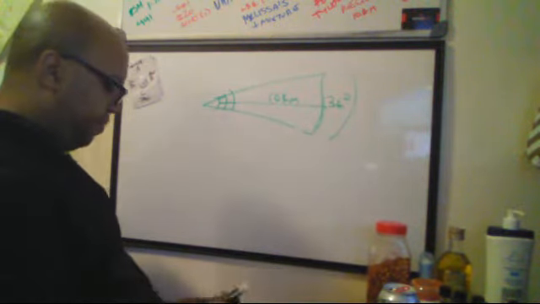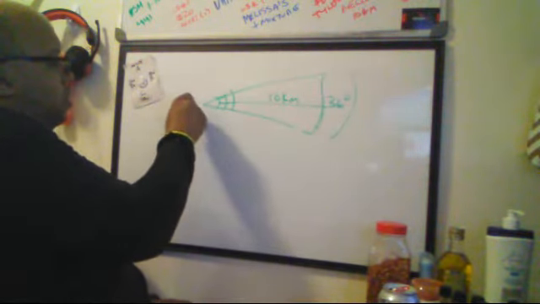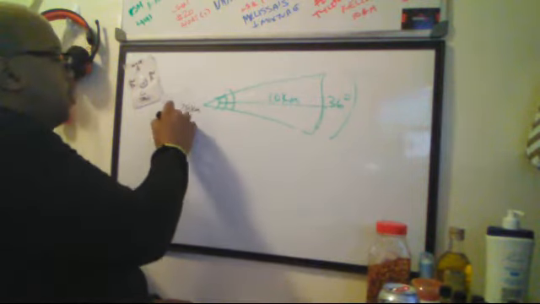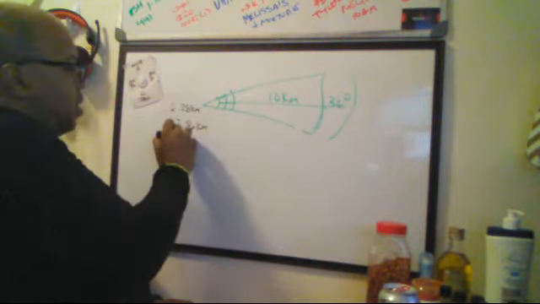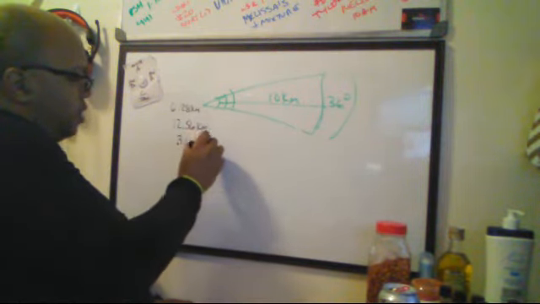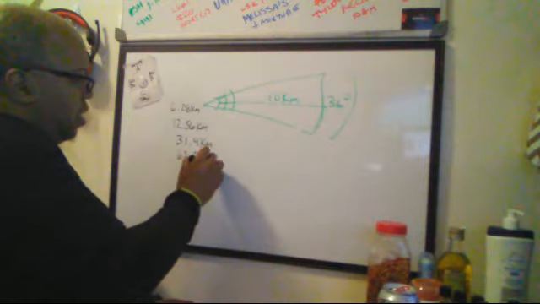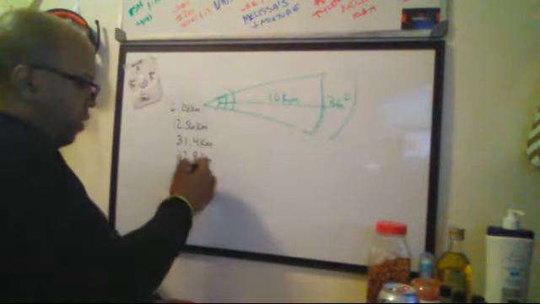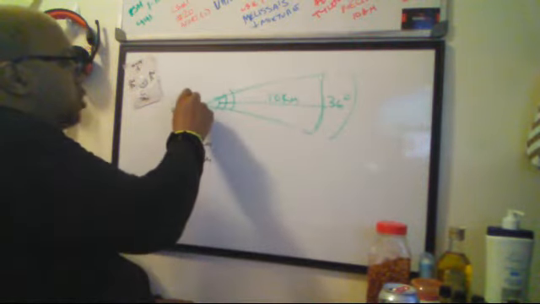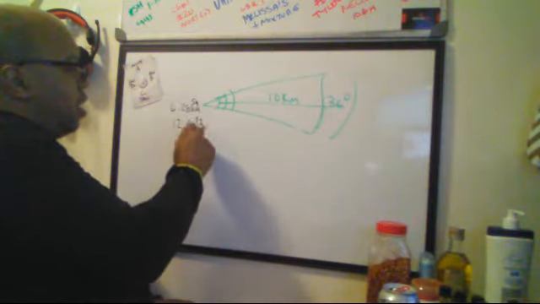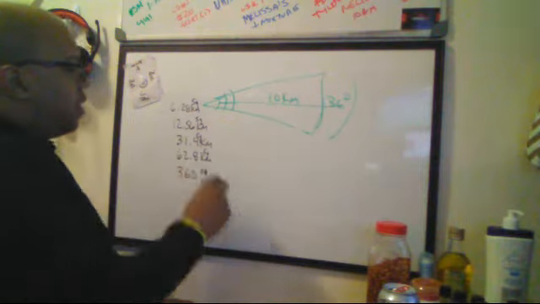Our answers are 6.28 kilometers, 12.56 kilometers, 31.4 kilometers, 62.8 kilometers, and 360. And actually, this is square. All these are in square kilometers, so I'll just put an SQ on the top.